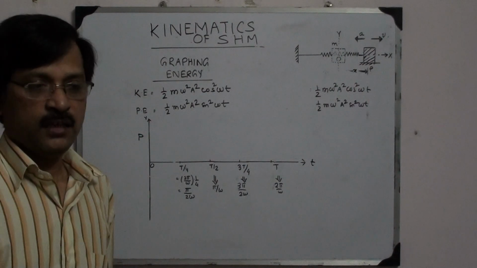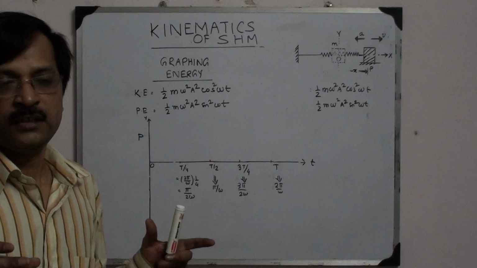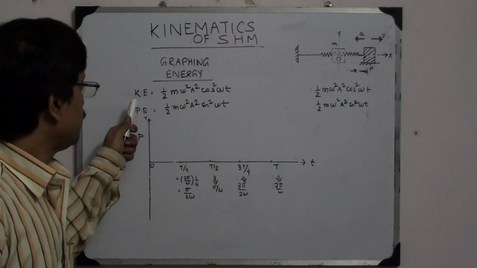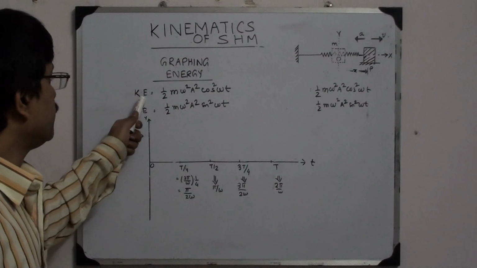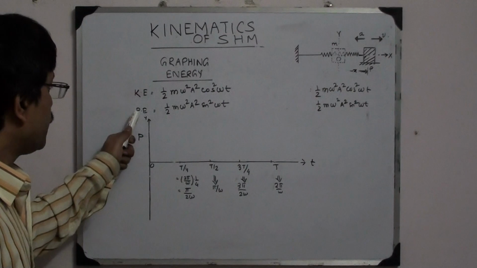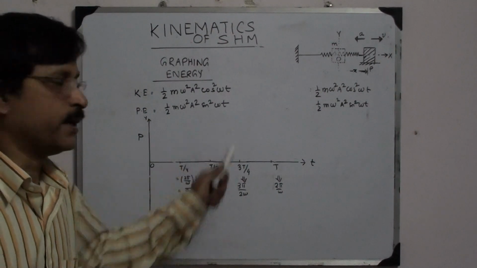So let us see how the graph of potential energy and kinetic energy versus time can be visualized. We know that the formula for kinetic energy is half m omega square a square cos square omega t, and for potential energy is half m omega square a square sin square omega t.